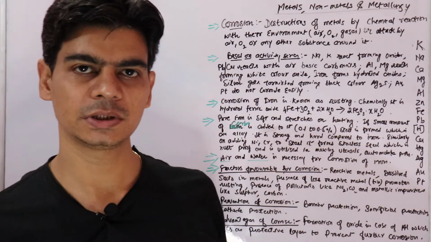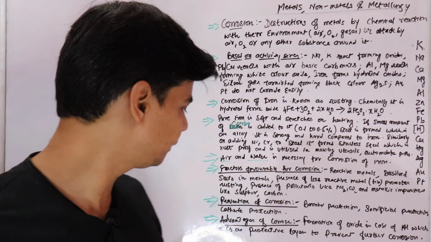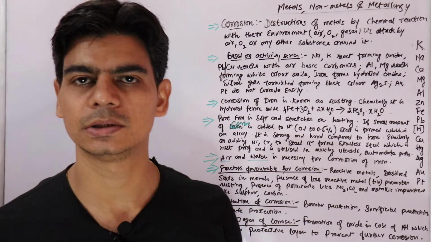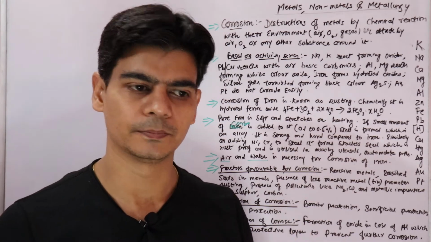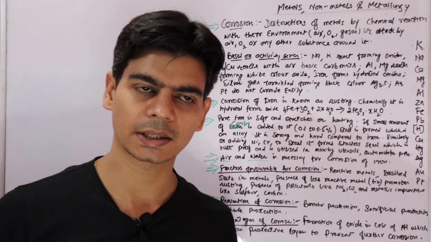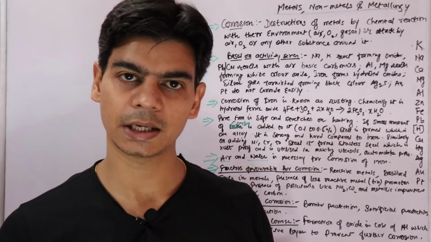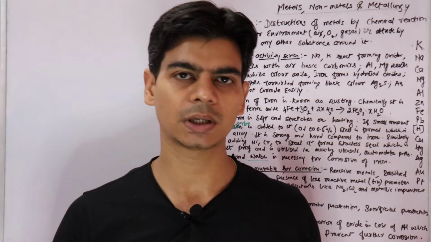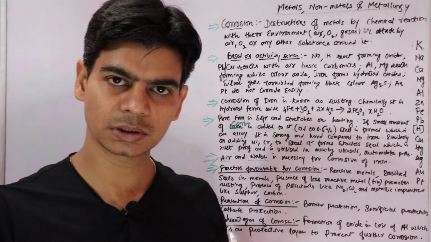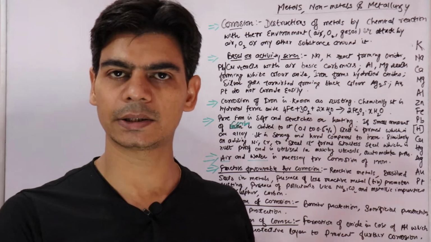Hi students, in this video lecture we will discuss factors that favor corrosion, prevention of corrosion and advantages of corrosion. Now, factors that favor corrosion. Since we know that corrosion is a reaction of metal with its environment, that is, reaction of metals with atmospheric oxygen, water vapor and carbon dioxide.